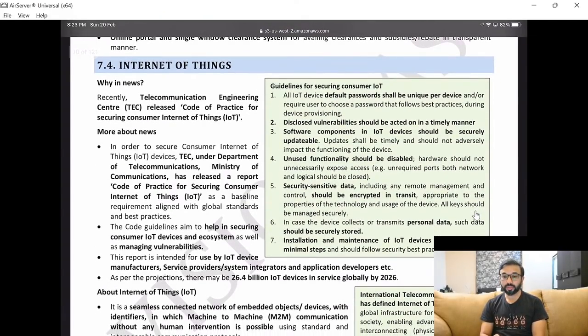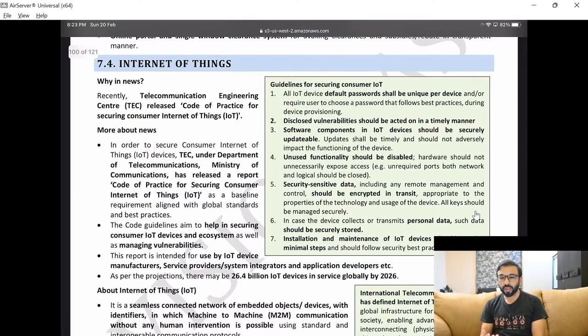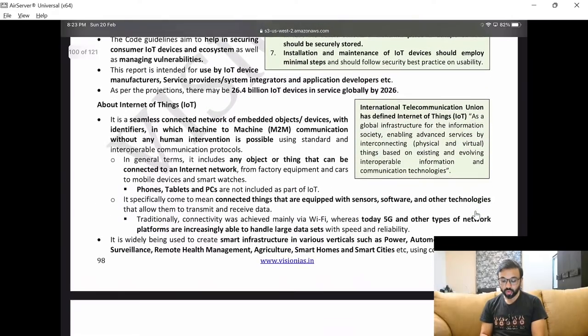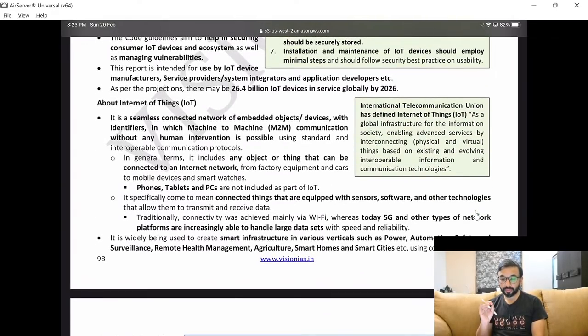The first thing that Vision IAS does is, they tell you why it is in news. You don't need to read that. Whatever is the reason for it being in news, it is in news, right? First, you need to read about Internet of Things. Okay, about Internet of Things, what is Internet of Things?